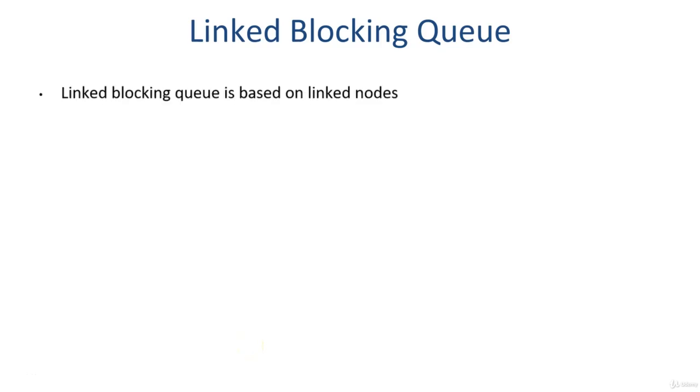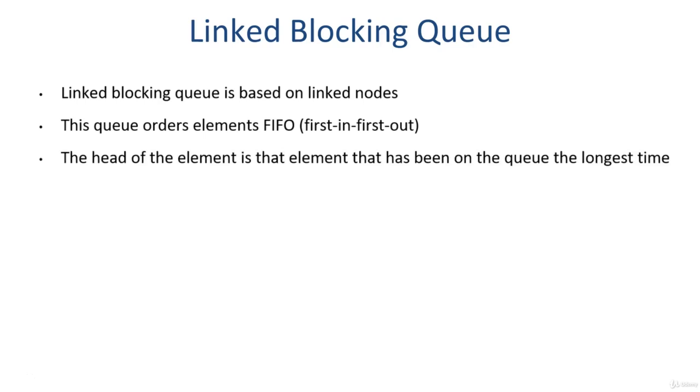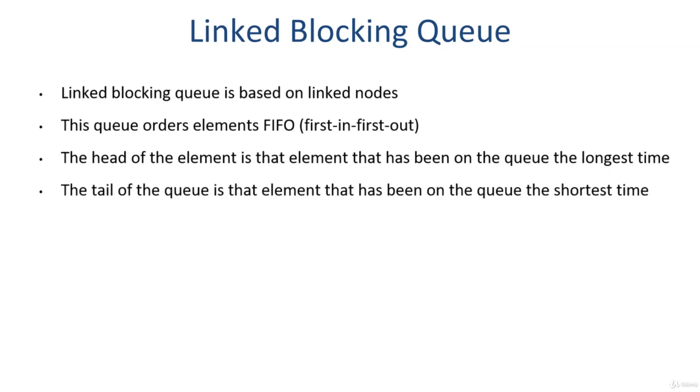Linked blocking queue is based on linked nodes. This queue orders elements first in, first out. The head of the queue is the element that has been on the queue the longest time. The tail of the queue is the element that has been on the queue the shortest time.